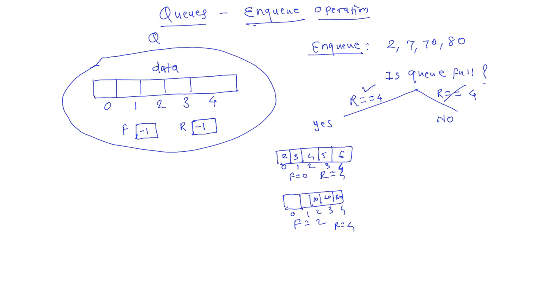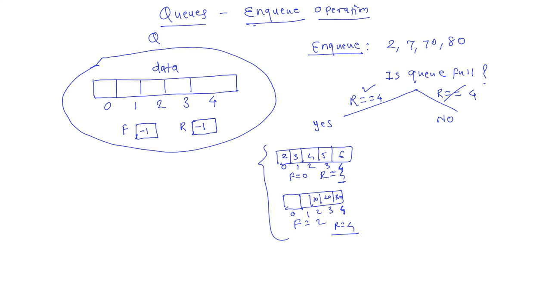This is a linear queue actually. In a linear queue, whenever rear is equal to the last location of the array, the queue is full, though we have space from the beginning. In fact, that's the drawback of this linear queue, which we'll see later. But for now, whenever r is equal to 4, no matter whether f is 0 or f is 3 or f is also 4, if r is the last location of the array, the queue is full.